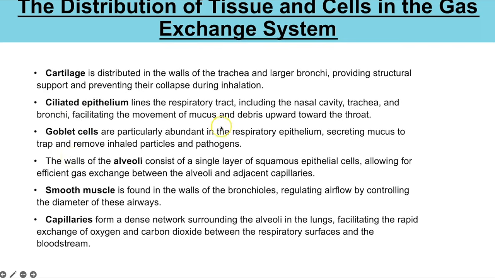Goblet cells, you have lots of them in the respiratory epithelium, secreting mucus to trap and remove inhaled particles. The walls of the alveoli, we said, consist of a single layer of squamous epithelial cells, and that allows for efficient gas exchange between the alveoli and the capillaries. Smooth muscle is found in the bronchioles, and that helps to regulate airflow by controlling the diameter of the airways. And the capillaries form a dense network surrounding the alveoli in the lungs, which helps to facilitate rapid gas exchange because it maintains that concentration gradient.